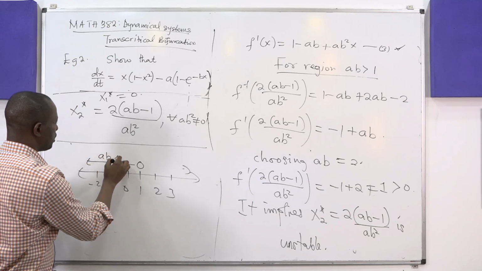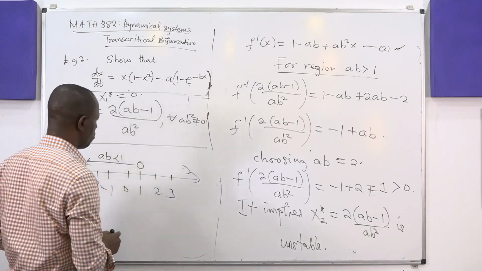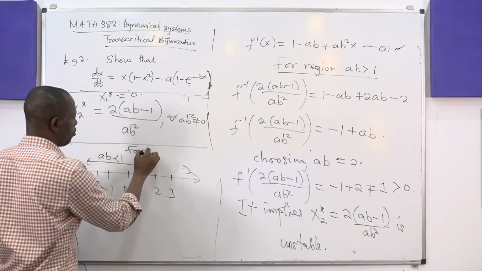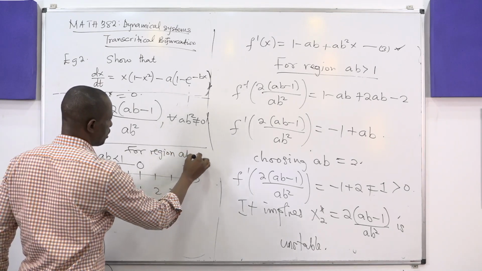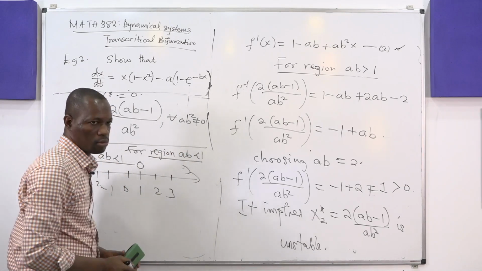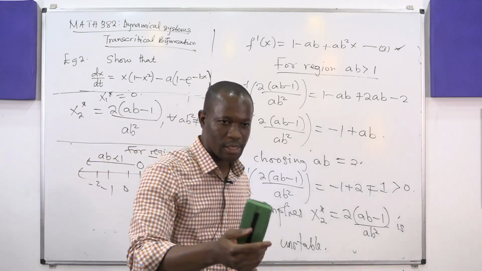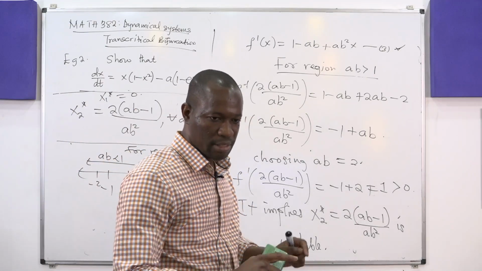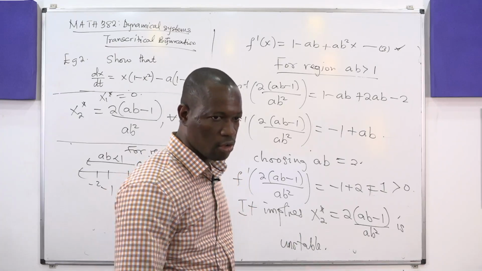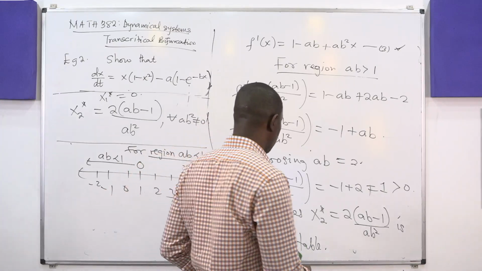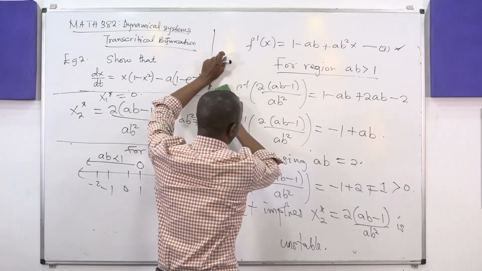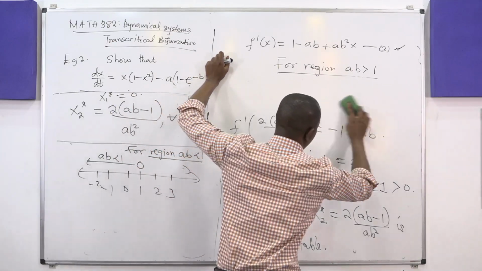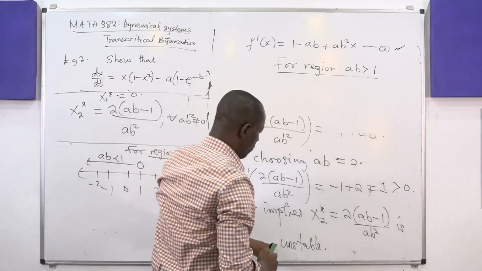AB less than 1. Is that okay? So for the region AB less than 1. You can even go online and see. Go and type mathematical model of COVID-19. You will see a lot of papers using differential equations. That is what we are doing. So now we can even summarize here.